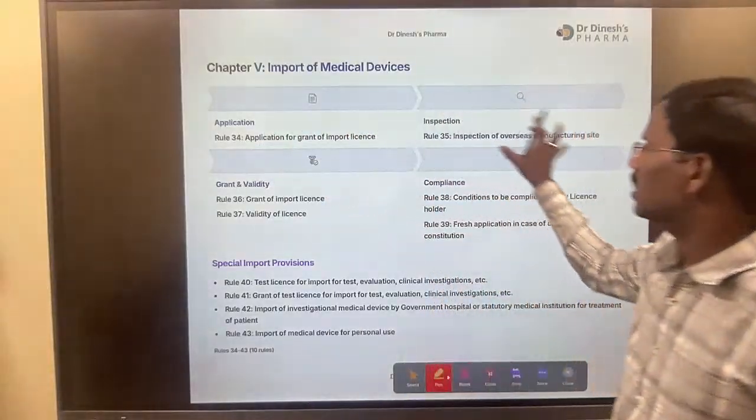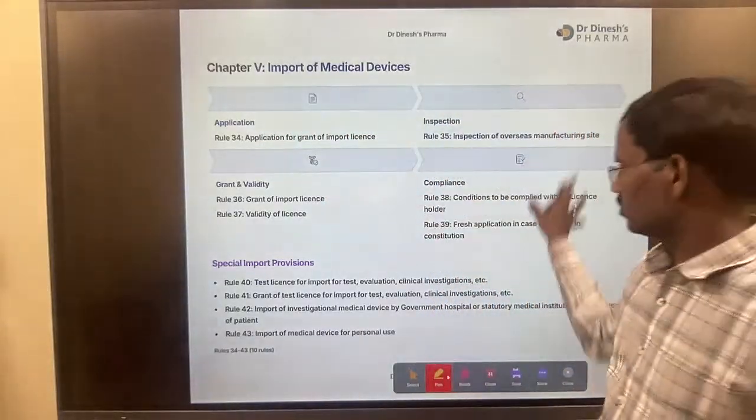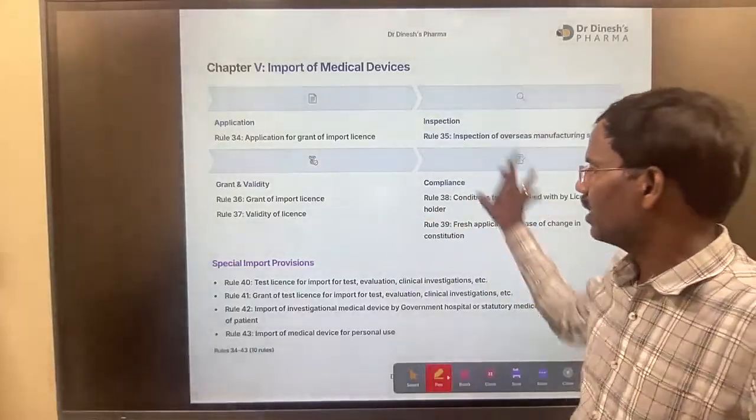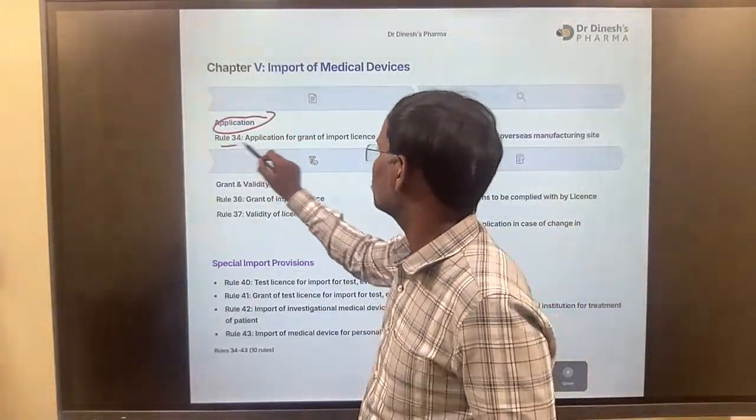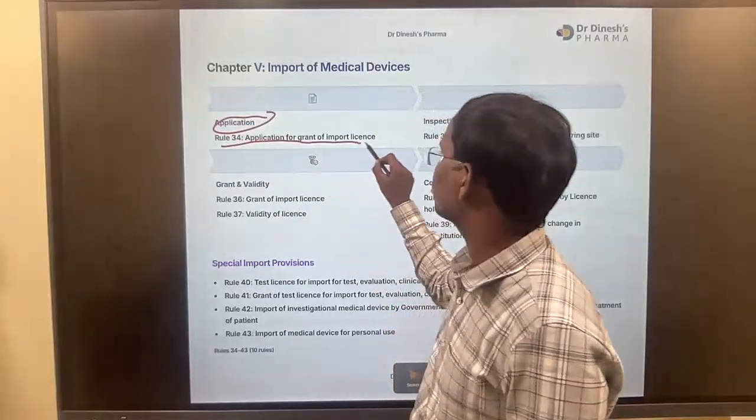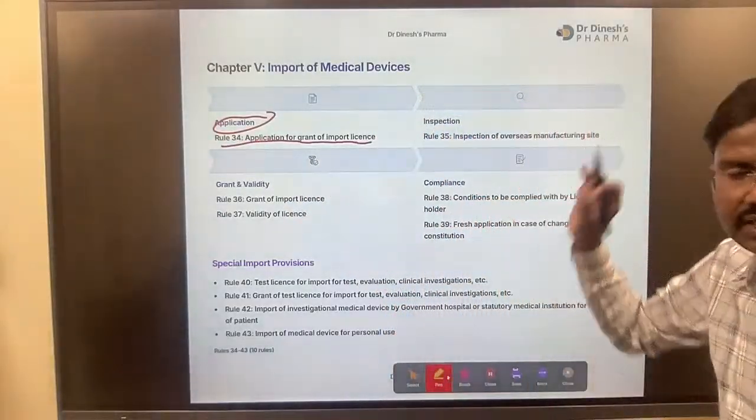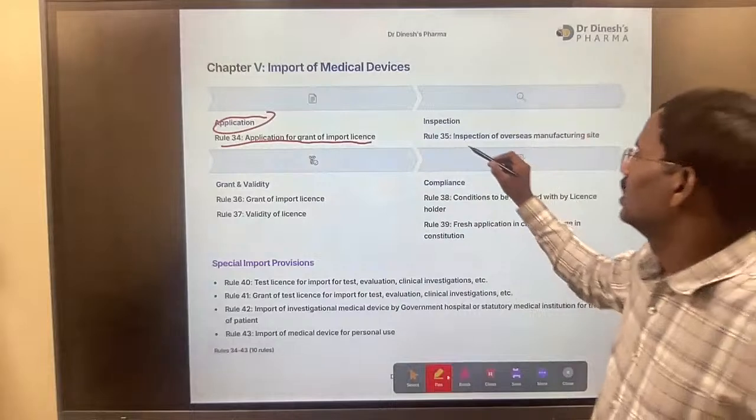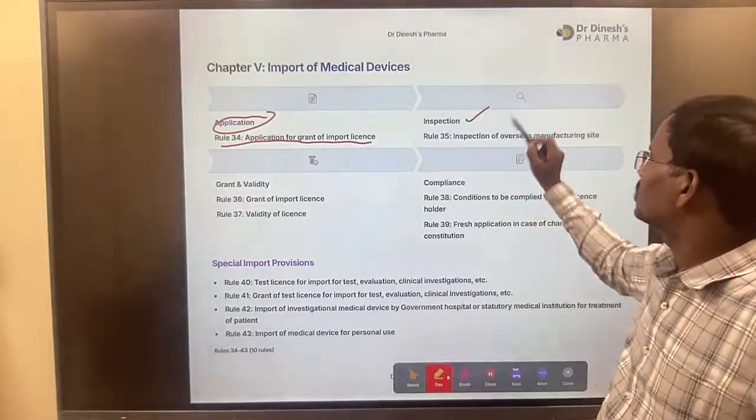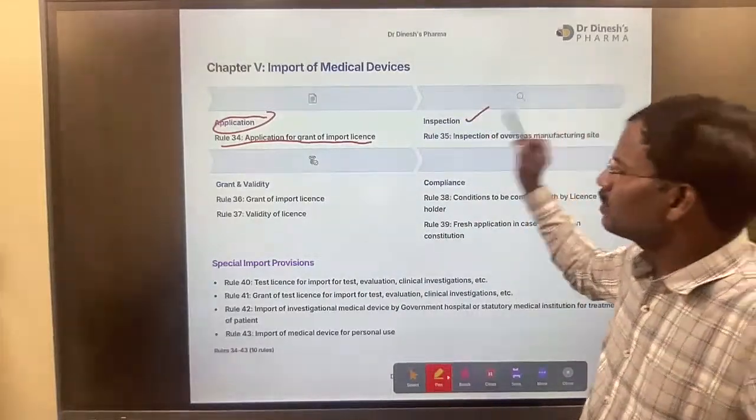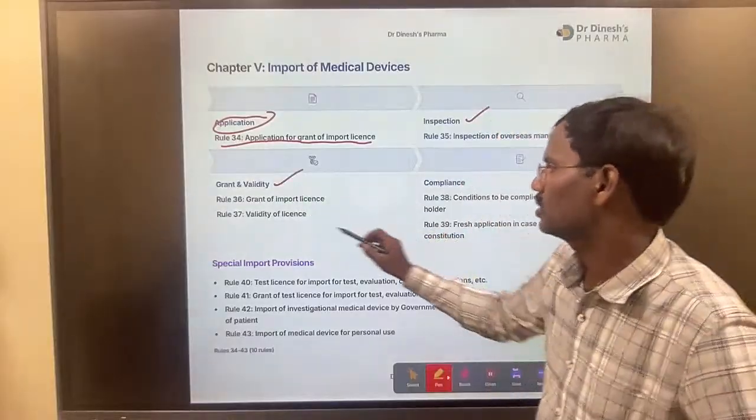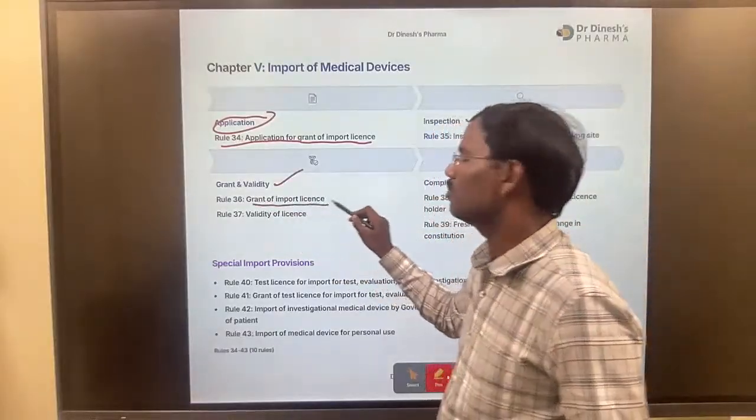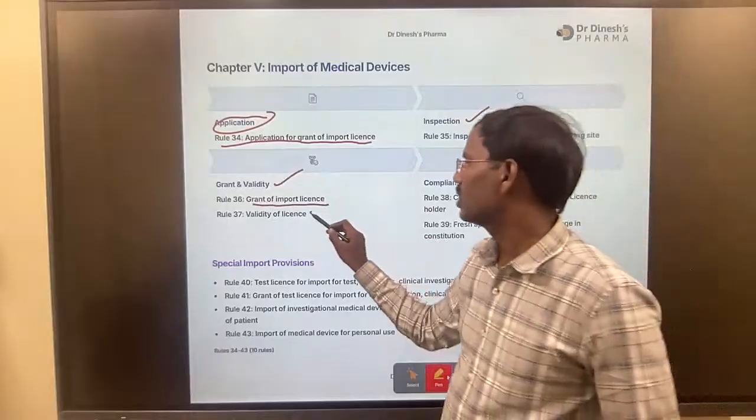Again, in this there are many categories, but I divided them into two. Number one is application. Rule 34 talks about application for grant of import license. We are just talking about import. Then 35 talks about inspection, and 36 talks about grant and validity. Rule 36 talks about grant of import license and validity of import license.